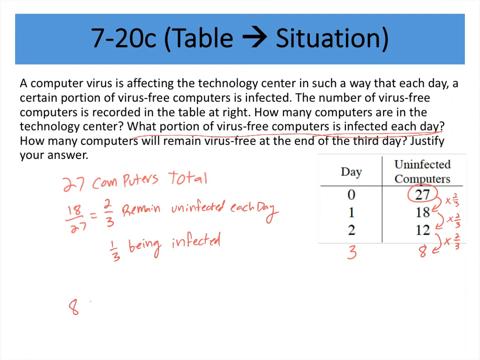So 8 computers uninfected on day 3. And the justification here is that it's an exponential decay of uninfected computers, in that they're going down by a factor of 2/3 each day. All right, we're going to move on to the fourth one.